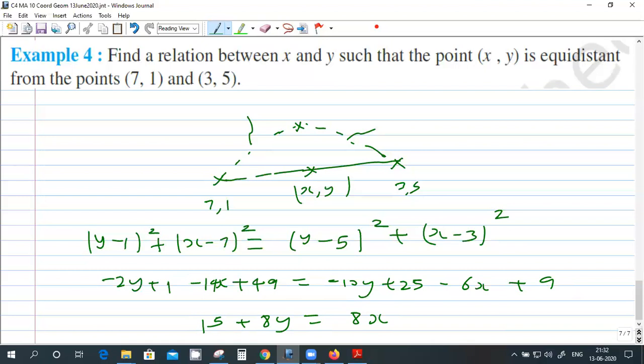Is this correct? I have to check also. 8y is correct, plus 8y. 25 plus 9 is 34. And even 8x is correct. And 40 should be there because 49 minus 9. Here it is plus 9. When it goes to this side, it will become minus 9. What about 25? Okay, 25 is also there. Then it's okay, correct.